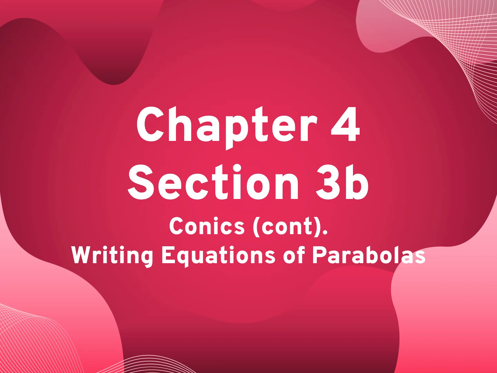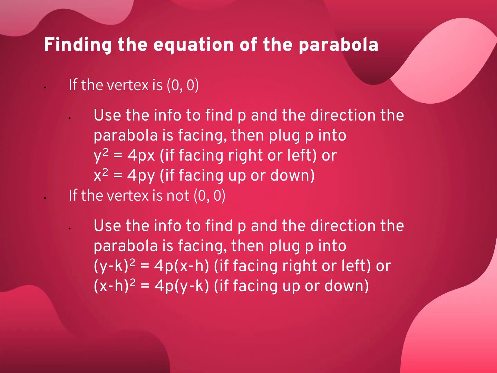So today we're going to cover Chapter 4, Section 3b. Today we're going to learn how to write equations of parabolas. Now, when you are finding the equation of the parabola, if your vertex is at 0, 0, you're going to use the information first to find P and the direction that the parabola is facing. Once you find that value of P, then you're going to plug it back in.